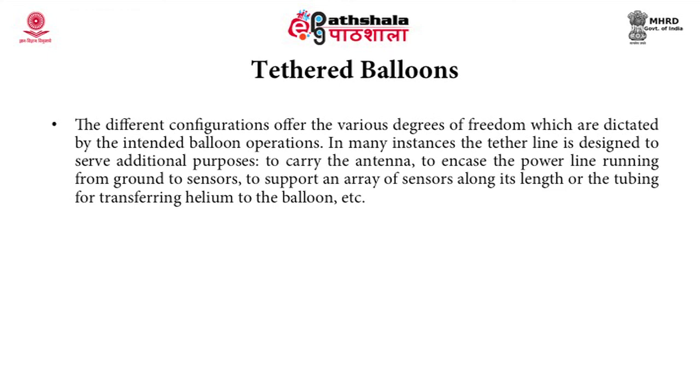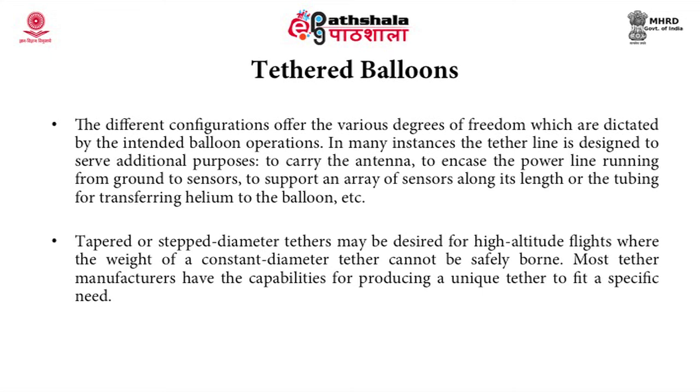In many instances, the tether line is designed to serve an additional purpose, such as to carry the antenna, as mentioned earlier, to encase the power line running from ground to sensors, to support an array of sensors along its length, or as tubing for transferring helium to the balloon. Tapered or step diameter tethers may be desired for high altitude flights where the weight of a constant diameter tether cannot be safely borne. Most tether manufacturers have the capabilities for producing a unique tether to fit a specific need.